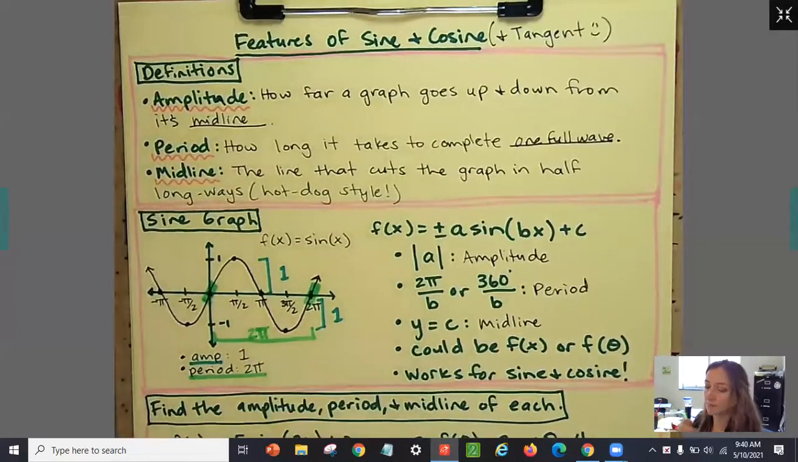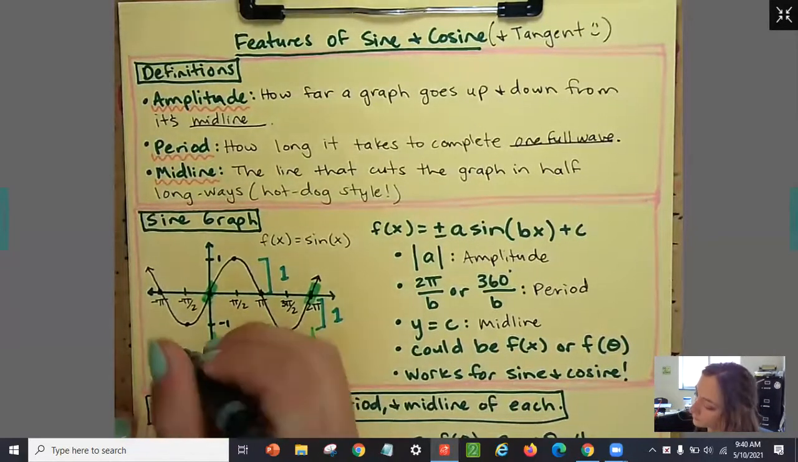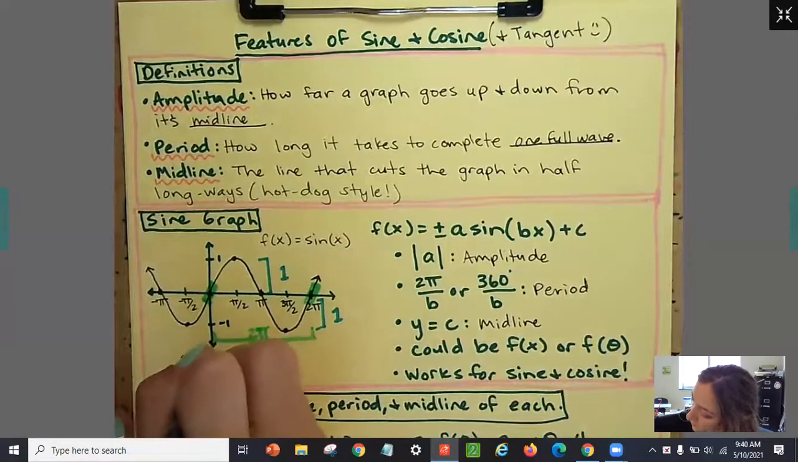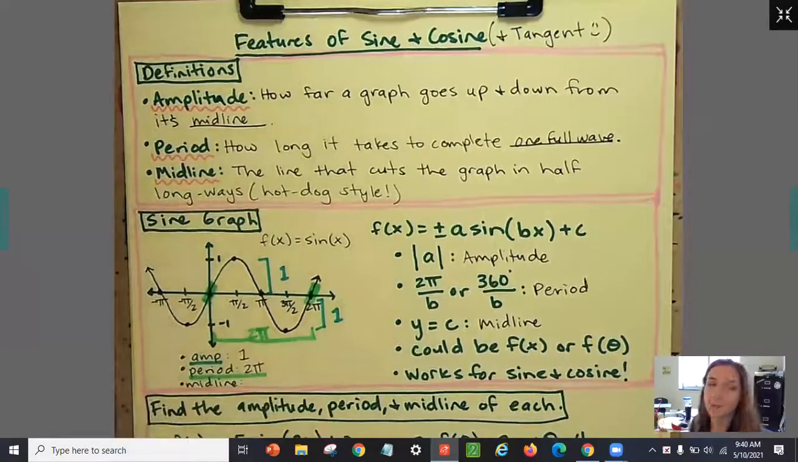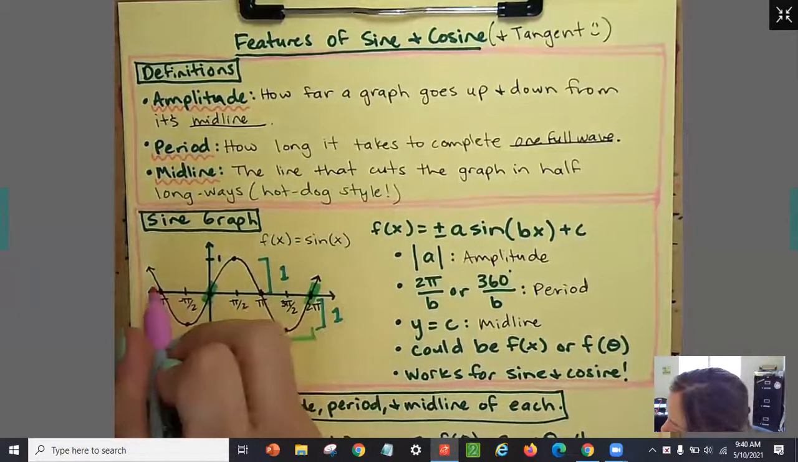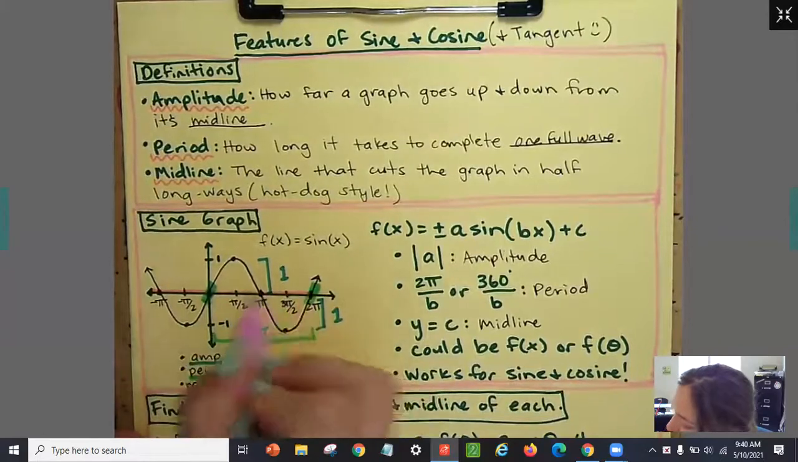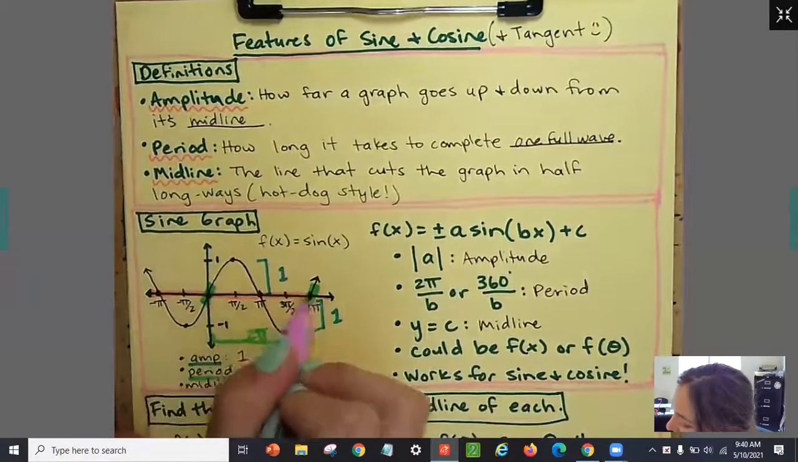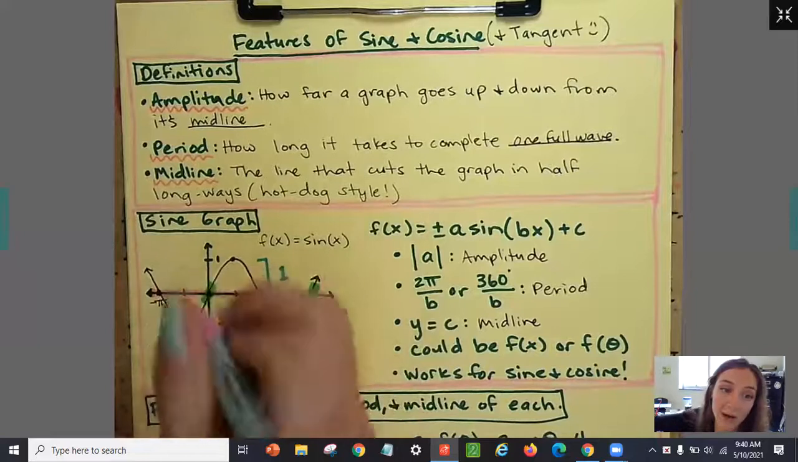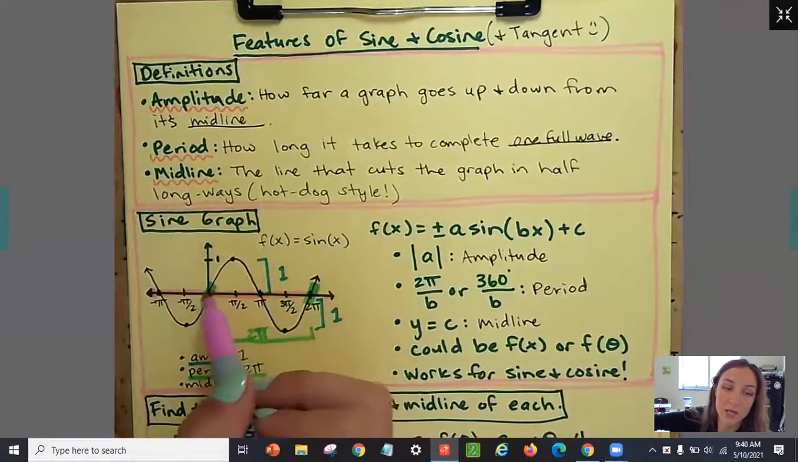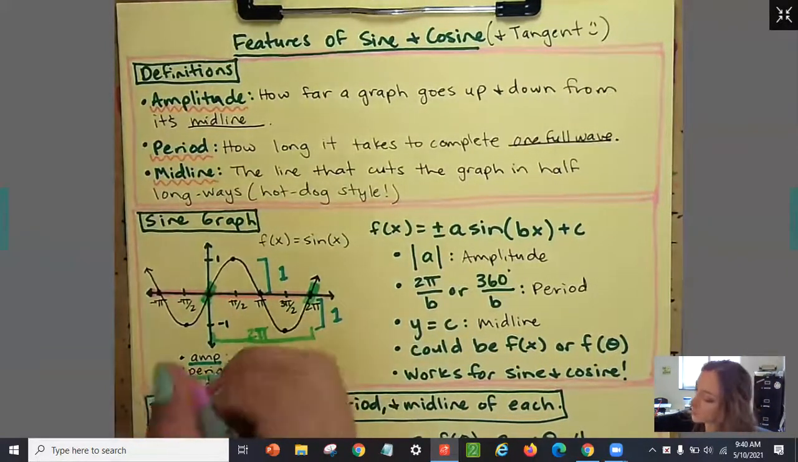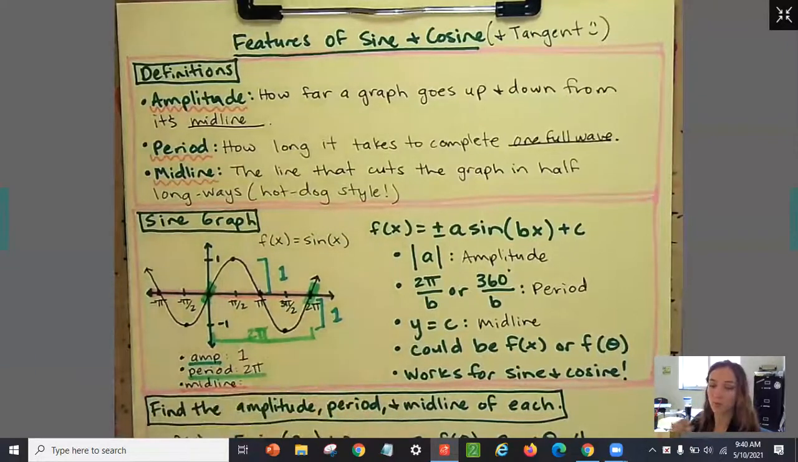Okay, and now let's look at the midline. Okay, the midline is the line that cuts it in half like a hot dog. So if I'm looking hot dog style, that's a long ways. This is going to be the line that cuts it in half. So this is actually the x-axis, and it's going through a tick mark on the y-axis, so it's going this direction. So that is going to be y equals 0.